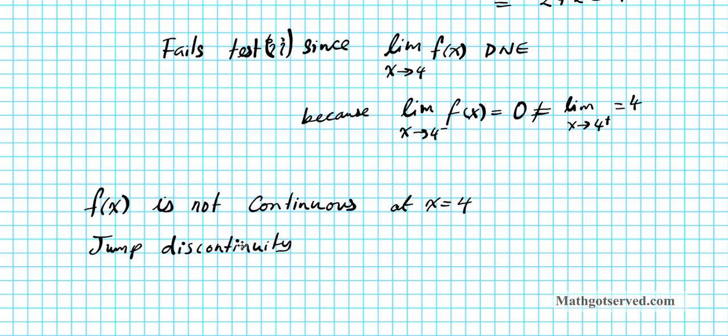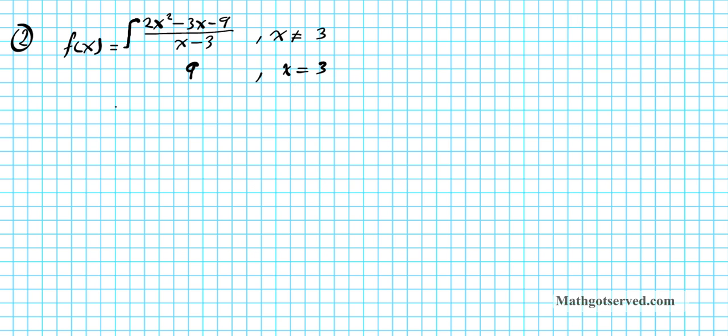All right. Now let's take a look at question number 2. What if we had the piecewise defined function f of x equals (2x squared minus 3x minus 9) over (x minus 3) when x is not equal to 3, and the function has a value of 9 when x equals 3? What if we have this function and the a value is equal to 3? Let's go ahead and determine if this function is continuous using the continuity test.